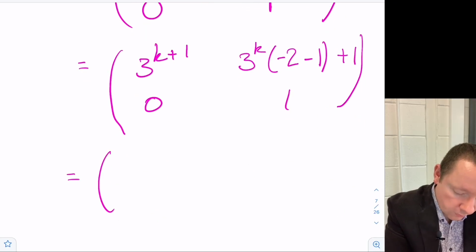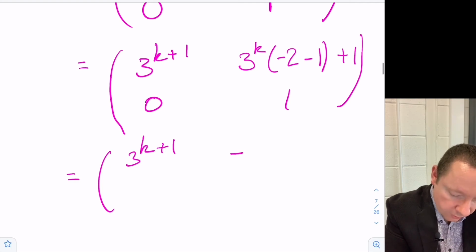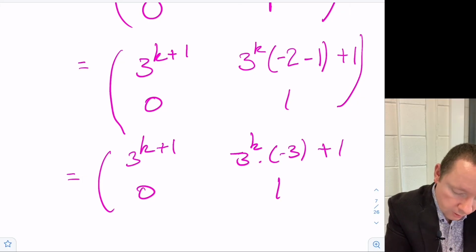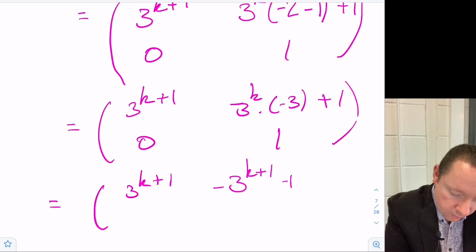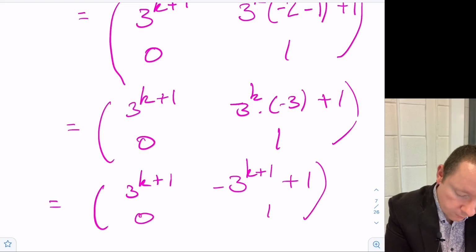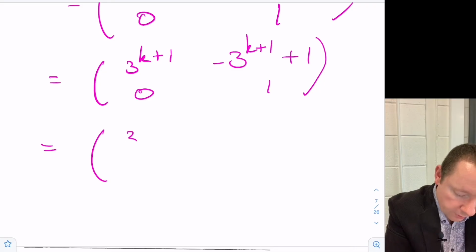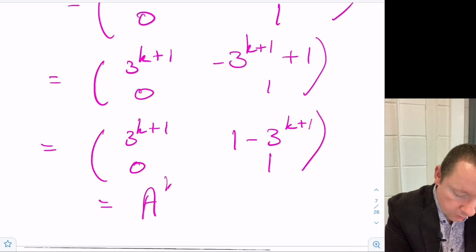So that equals 3 to the k plus 1. Minus 2 take away 1 is minus 3. So 3 to the k times minus 3 plus 1, 0, 1. So that's 3 to the k plus 1. 3 to the k times 3, well, that's just 3 to the k plus 1 again, with a minus, 0, 1. So in other words, 3 to the k plus 1, 1 minus 3 to the k plus 1, 0, 1. That equals a to the k plus 1.